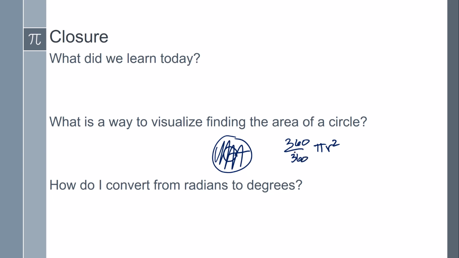But if we only wanted to find a smaller sliver of it, then we would just say how much out of 360. And then how do I convert from radians to degrees? Since we know it's going to be radians, that means we'd multiply by 180 degrees over pi radians. And then the radian part we're going to cancel out.